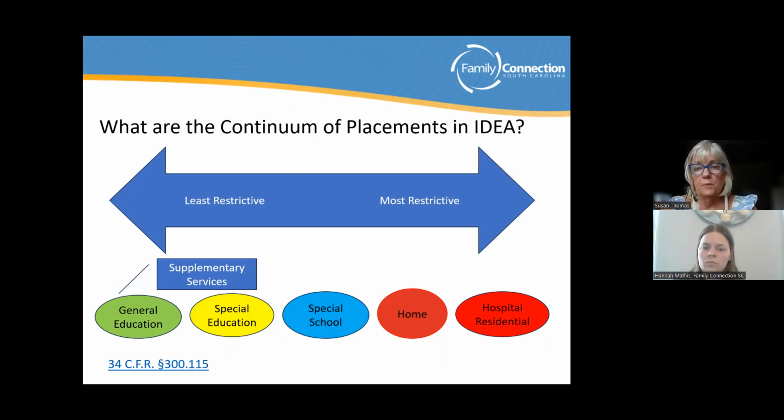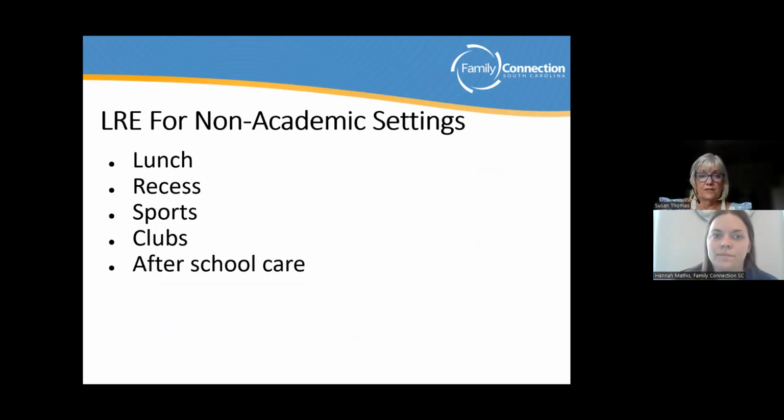Nothing's off the table. We don't make placement decisions by disability category. That's nowhere in the law. In fact, we're not supposed to. We are always thinking about where is the most appropriate place for this student.